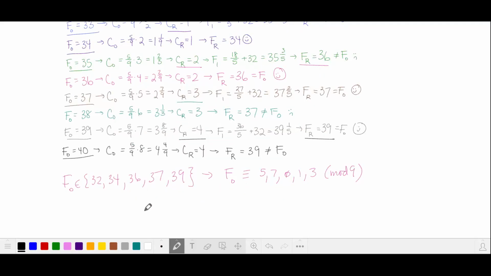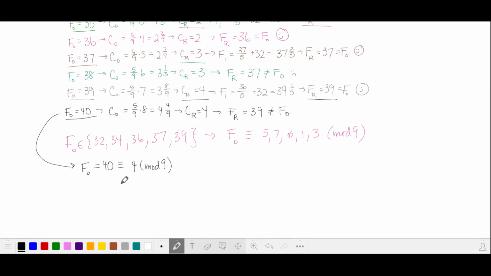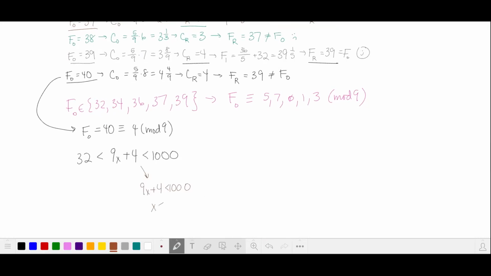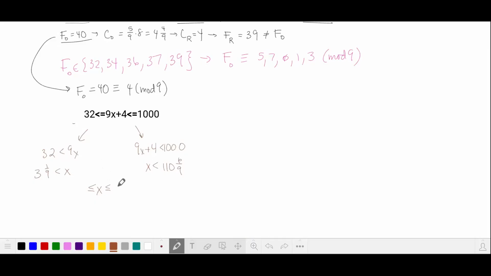We're going to count groups of 9. So when F0 is 40, this is 4 in mod 9. So I want to find the largest mod 9 residual that's less than 1,000. We can write this algebraically as 4 more than a multiple of 9, and it's going to be between 32 and 1,000. Solving for x, and since x is an integer, it'll be between 4 and 110 inclusive. So the largest temperature in these groups of 9, starting with F equals 32, is 994 degrees.